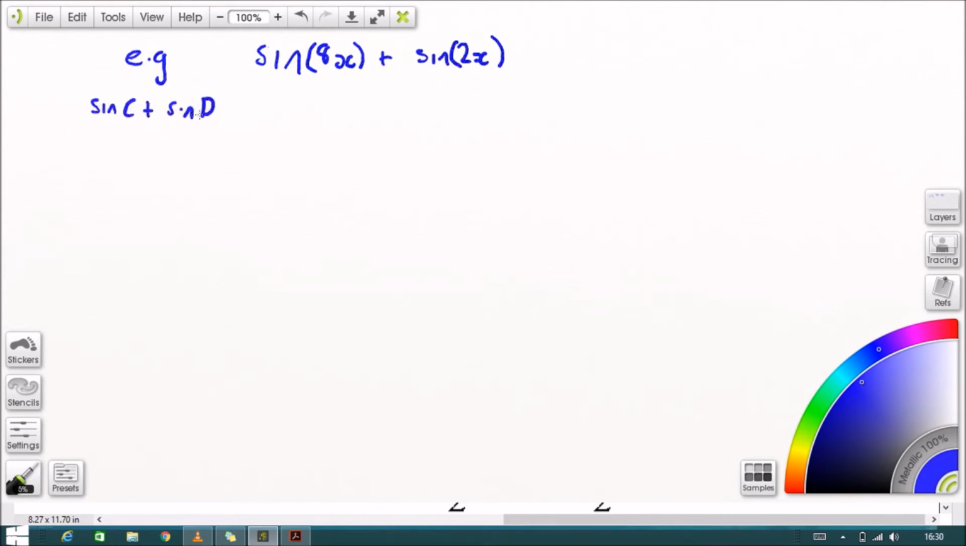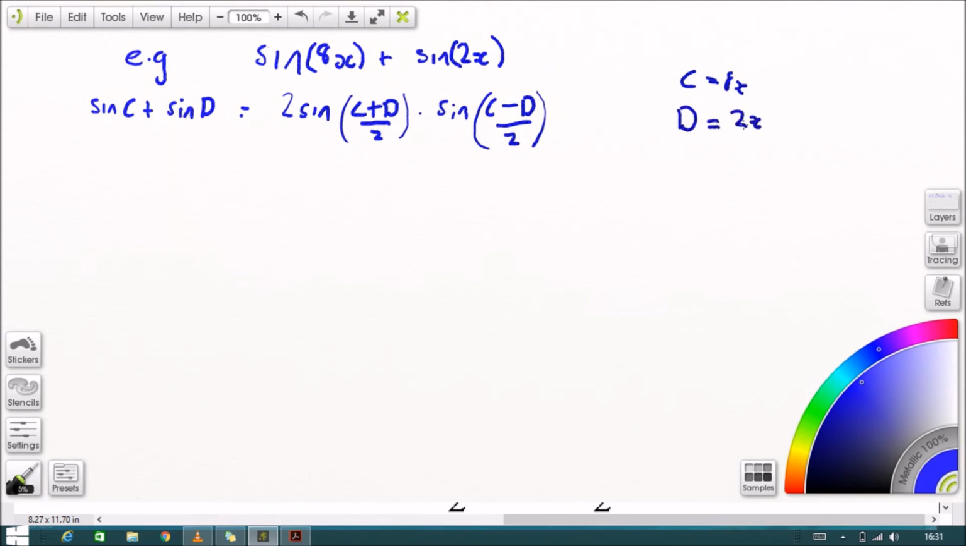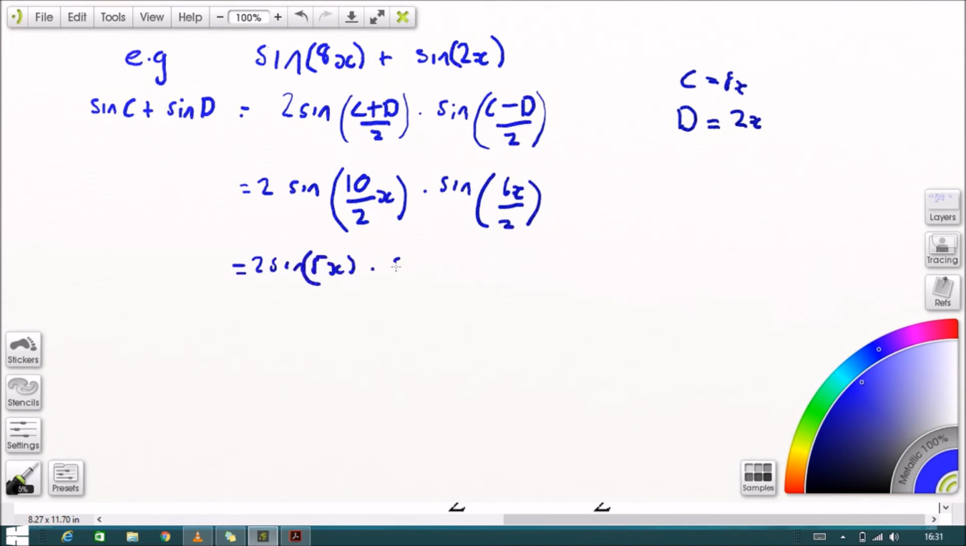Right, here's an example. If I've got sine of 8x plus sine of 2x, then using the sine plus sine sum to product version of these formulae, two lots of this formula times that part. We just identify our two angles again, same as before, substitute them into the equation. So c plus d is 8 plus 2x, then we divide by 2. C minus d is 8 minus 2x, divide by 2, leaves us with this equation here.